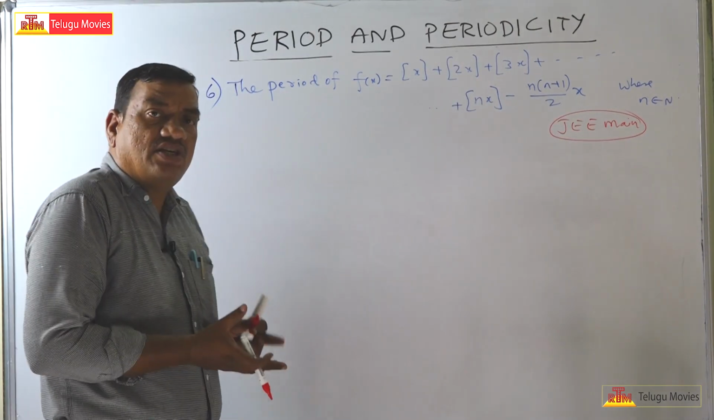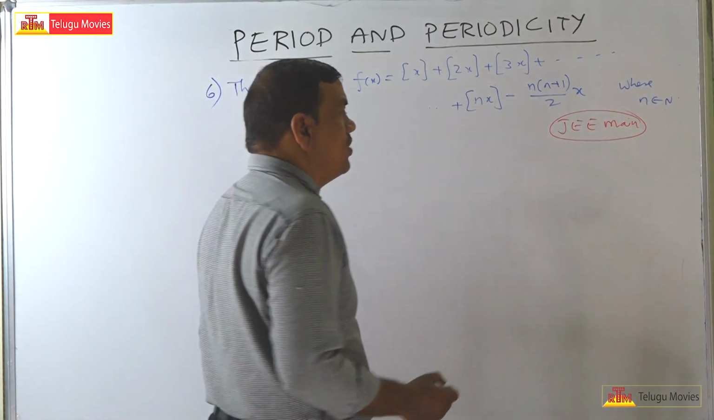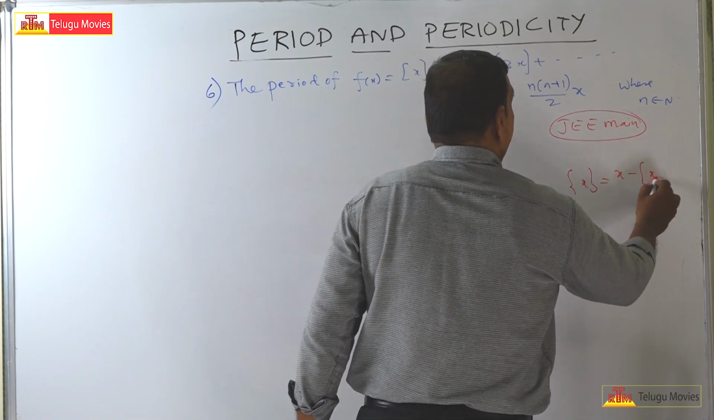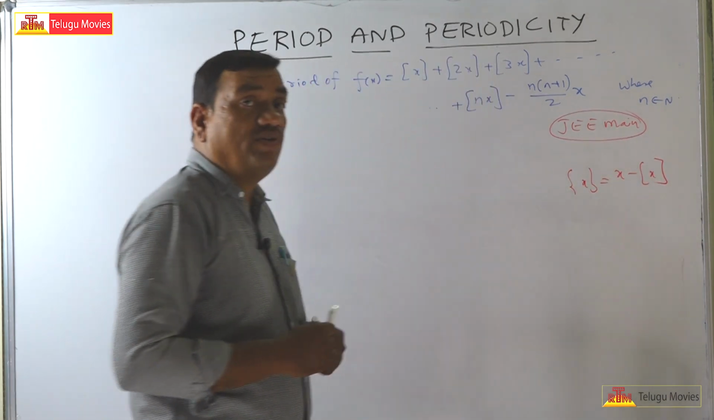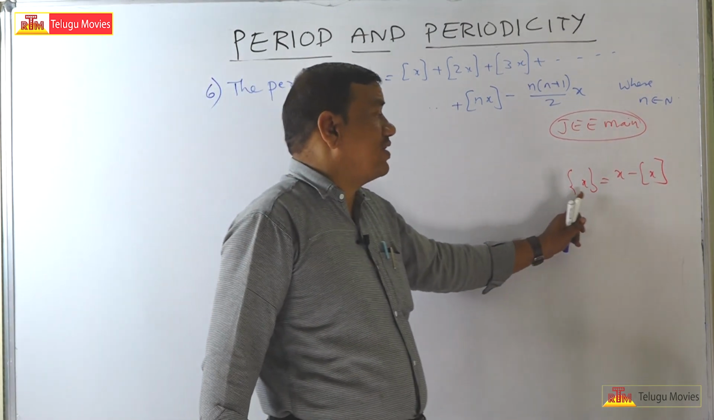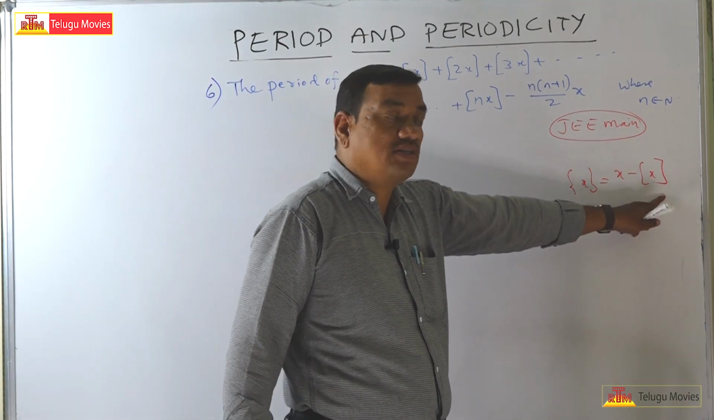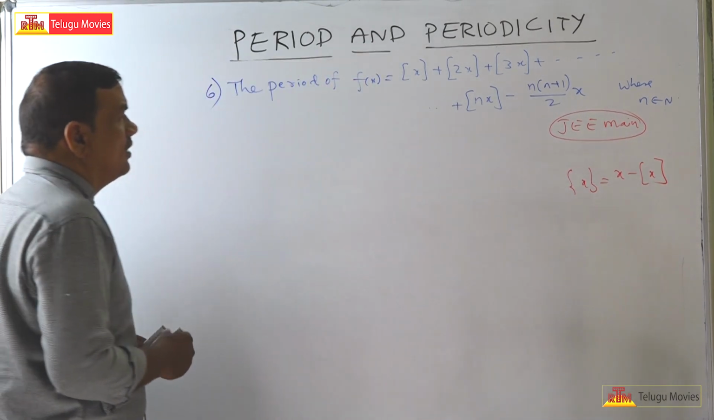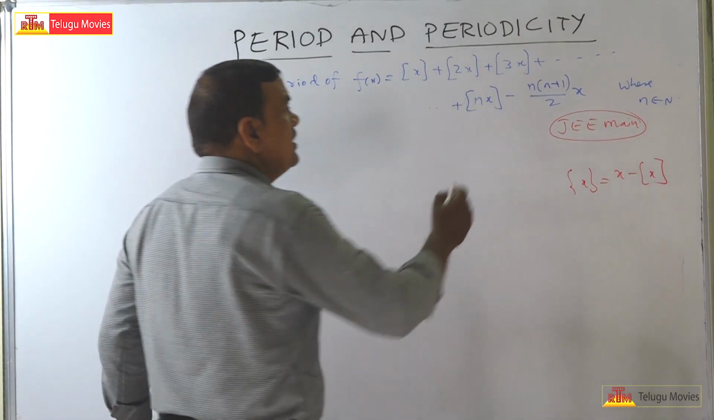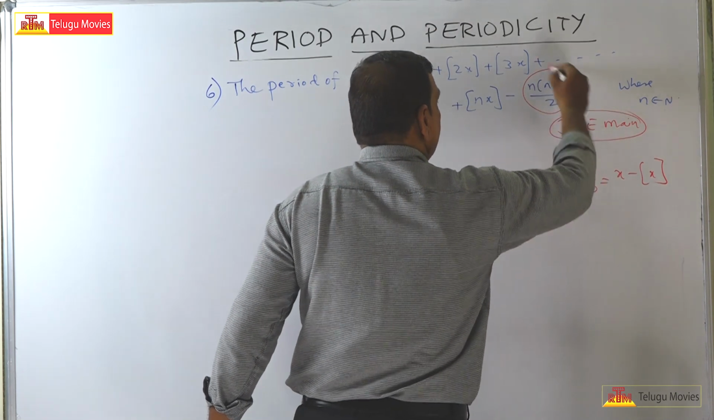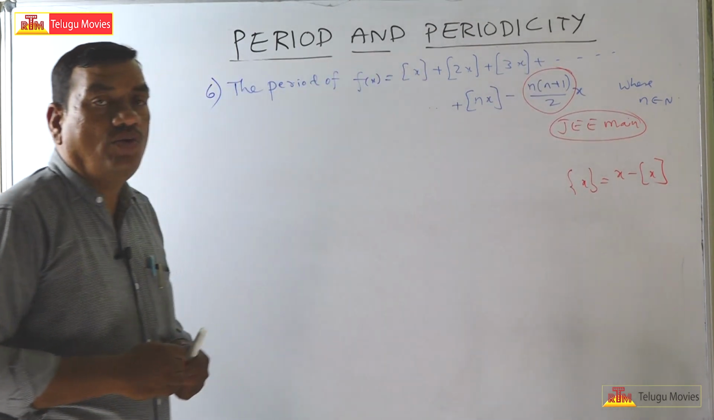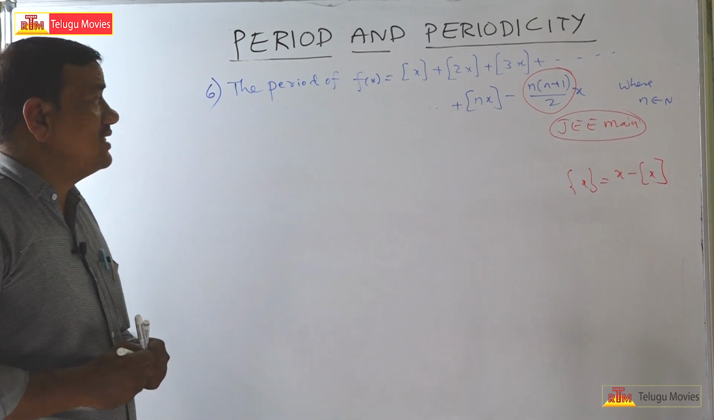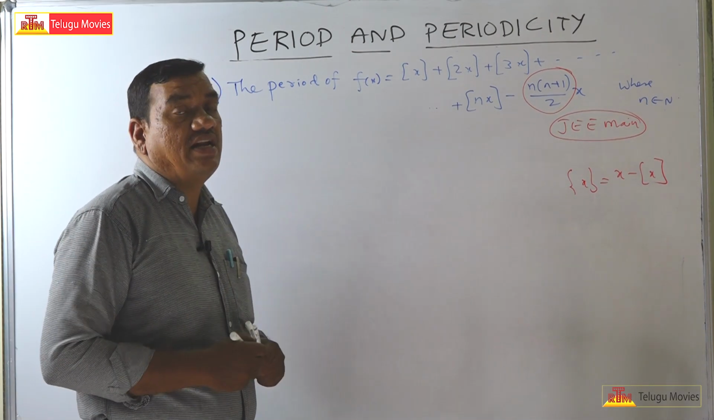Whenever such type of function is given, you have to remember the definition of the fractional part function. What is the fractional part function? x minus step of x. Now, if you observe here, you are seeing one formula, n into n plus 1 by 2. It is the sum of the first n natural numbers.